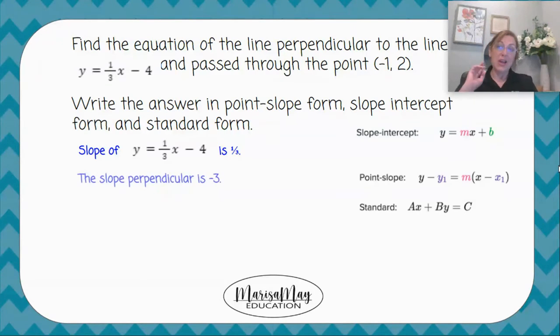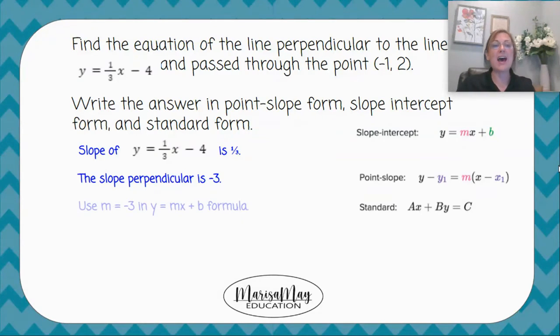Now, to get a perpendicular slope, you've got 2 things you have to do. First of all, you have to change the sign. So because our 1/3 was positive, I know my new slope is going to be negative. And then you've got to take your slope of 1/3 and flip it. So instead of 1/3, now you've got 3/1. And so now my perpendicular slope is -3. This is the slope we're going to be working with to write the equation of our line.